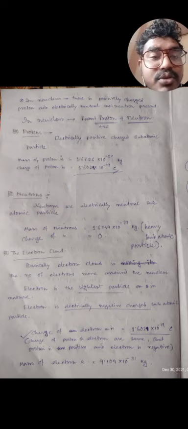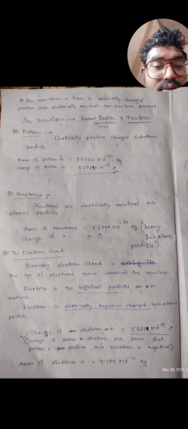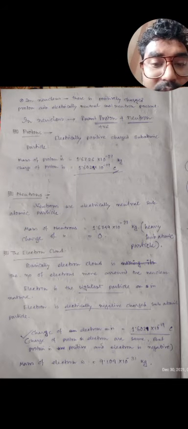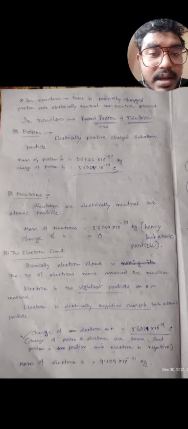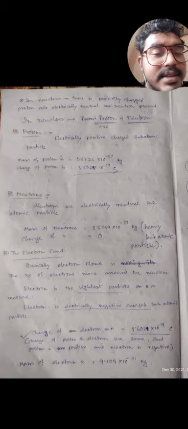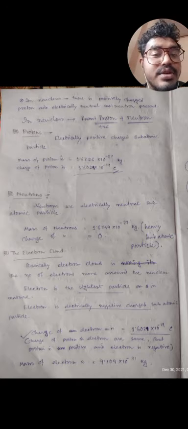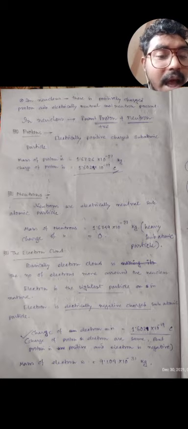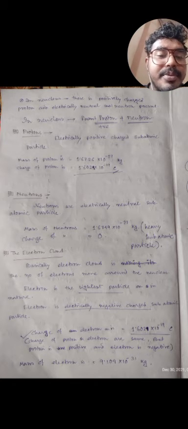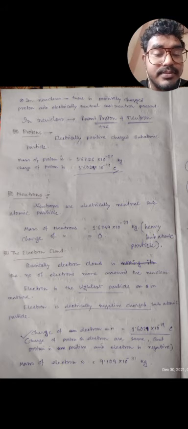Now we move to the neutron. What is a neutron? A neutron is an electrically neutral subatomic particle. The mass of the neutron is 1.6749 into 10 to the power minus 27 kg, which is the heaviest subatomic particle, and the charge of a neutron is 0.